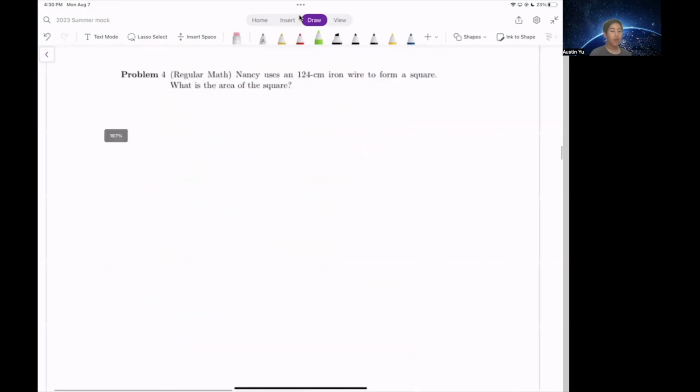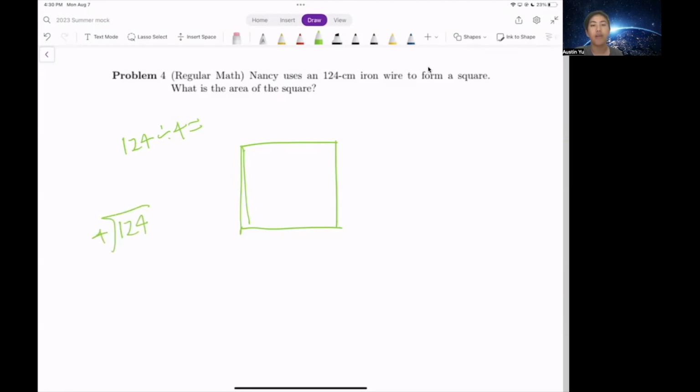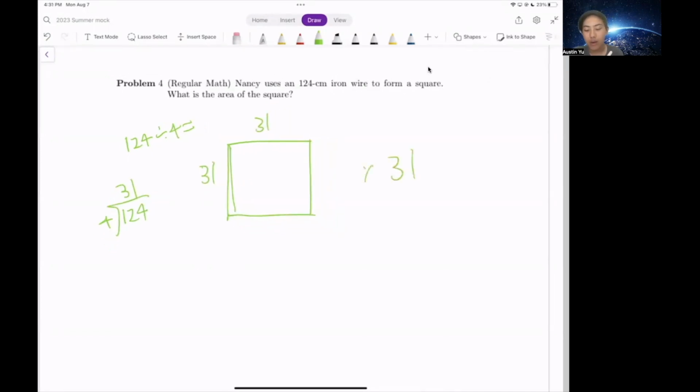Moving on to problem 4. Nancy uses 124 centimeter iron wire to form a square. What is the area of the square? So since a square has equal sides, we just divide 124 by 4, and then we can also use the original method. So 12 divided by 4, we start with the leftmost two numbers. 12 divided by 4 is 3, and then 4 just cancels, so that gives us 1. So it's a 31 by 31 square. And then we now would have to multiply 31 by 31.